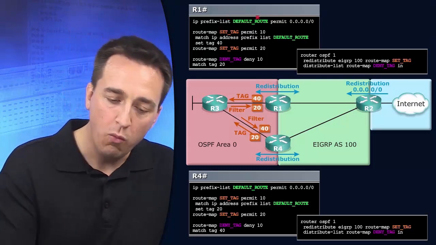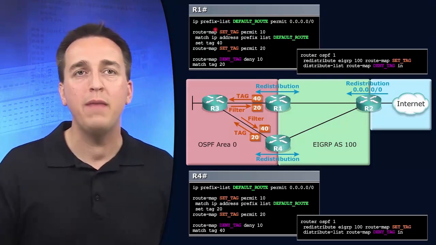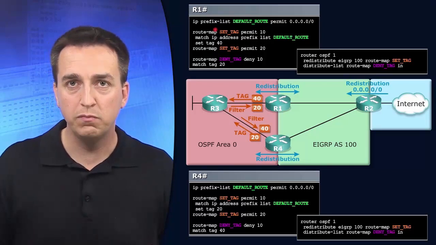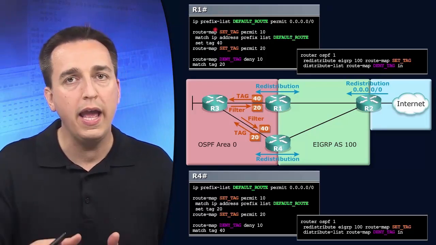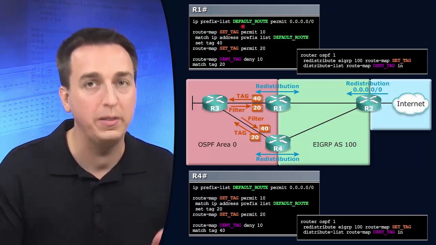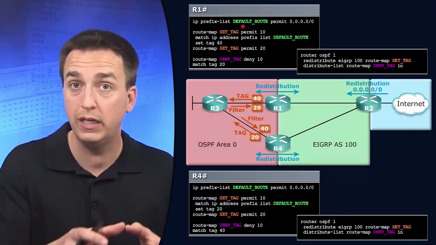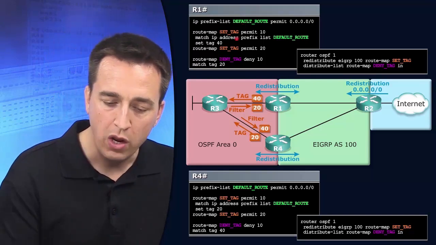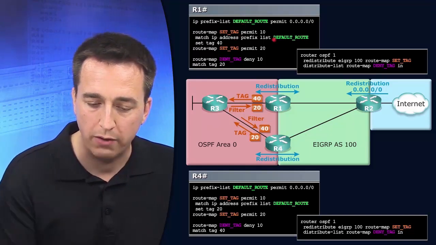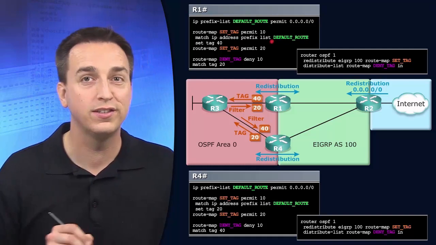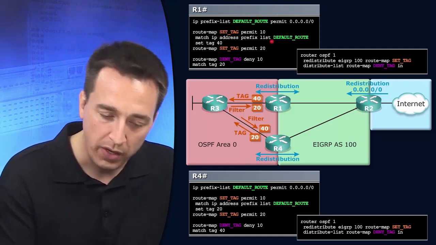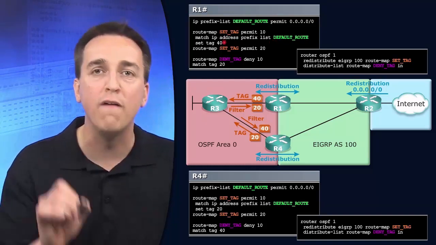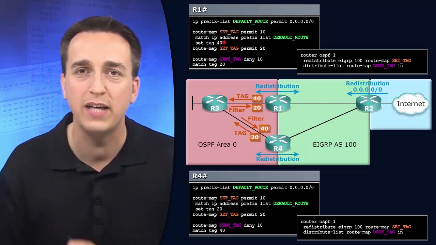And then what are we doing? Well, we are creating a route map that we're naming set tag. And it's a permit. And since we're going to be attaching this to redistribution, permit means redistribute. And so while we're redistributing, we're going to redistribute the default route, 0.0.0.0/0. And when we do so, we are going to set a tag of 40.